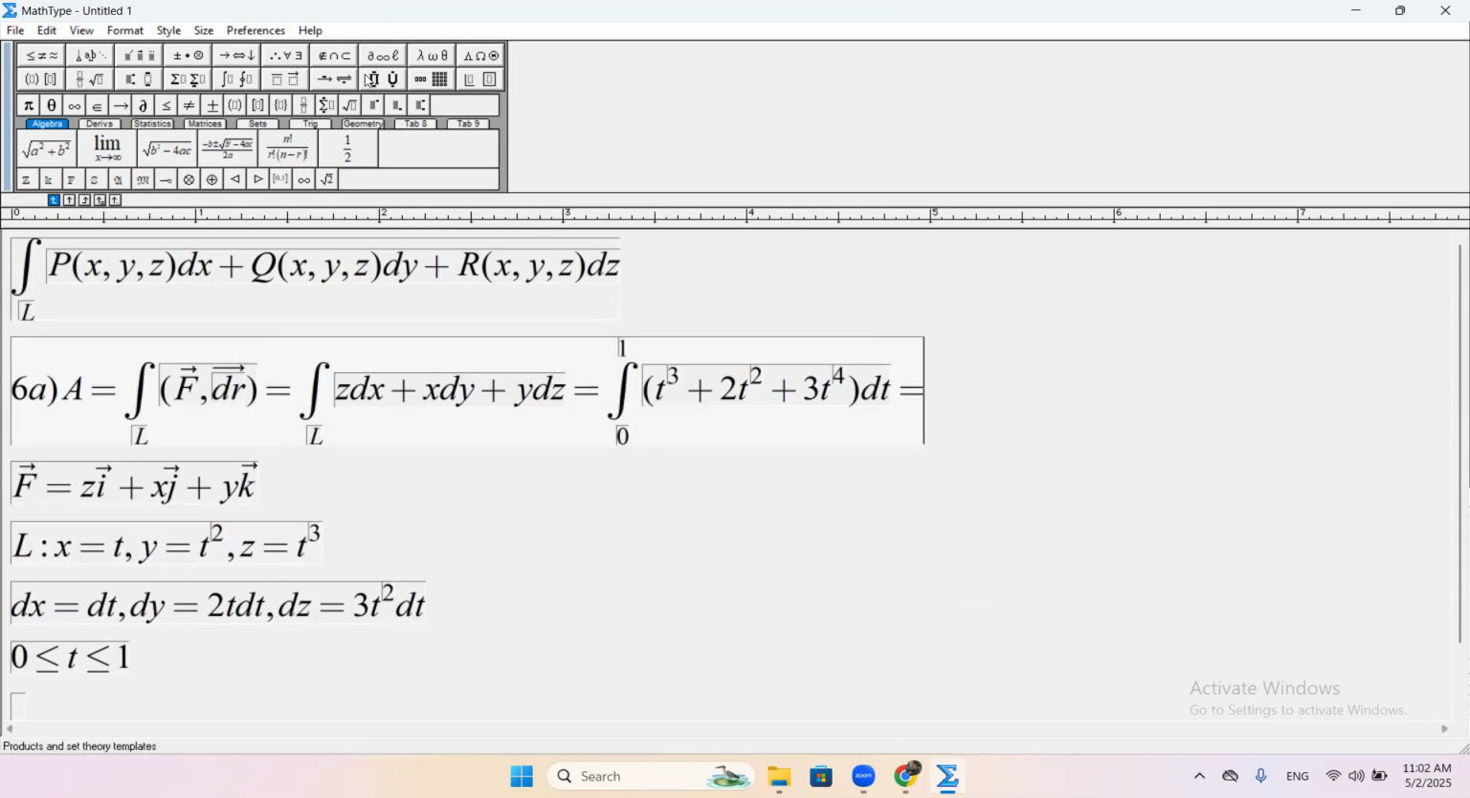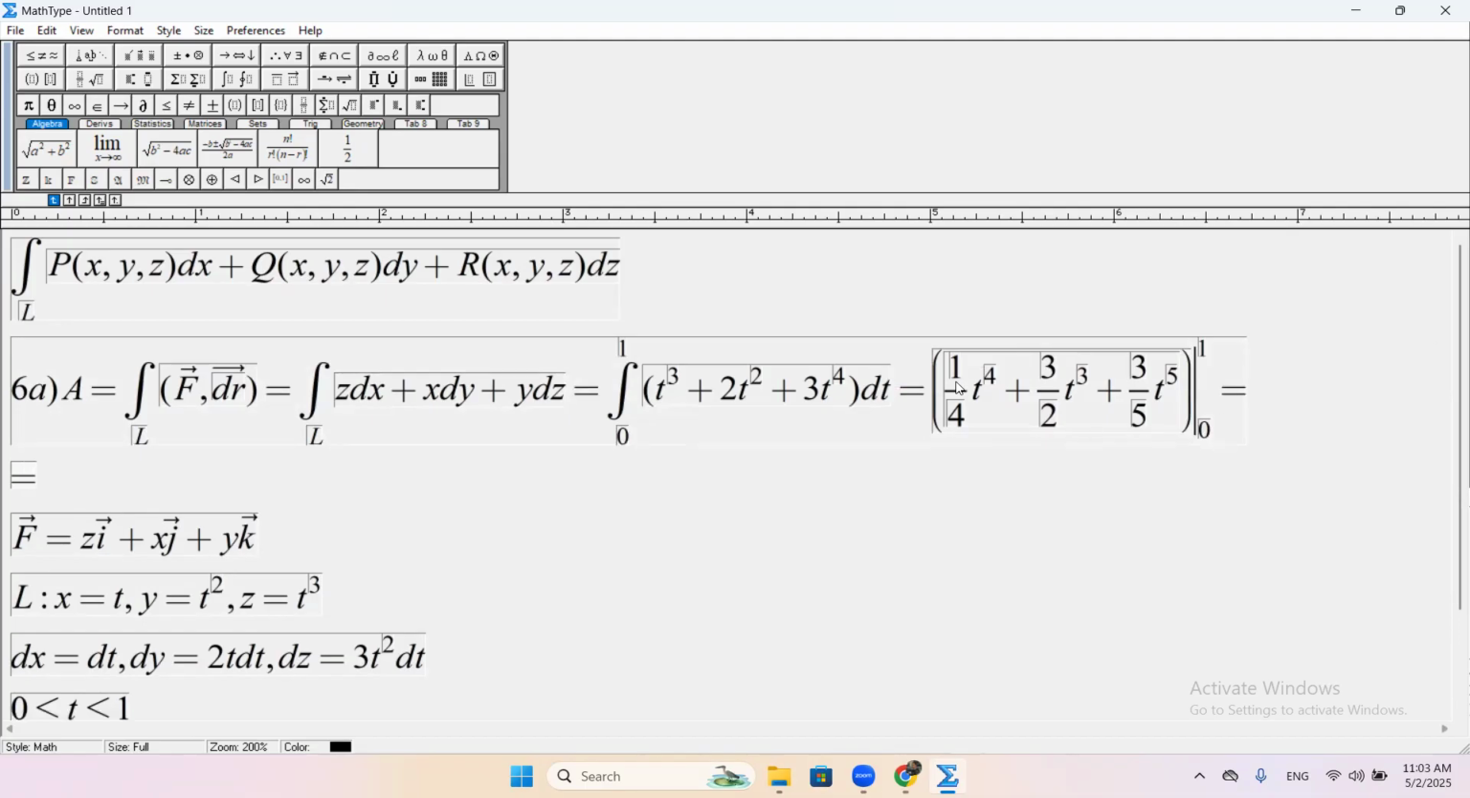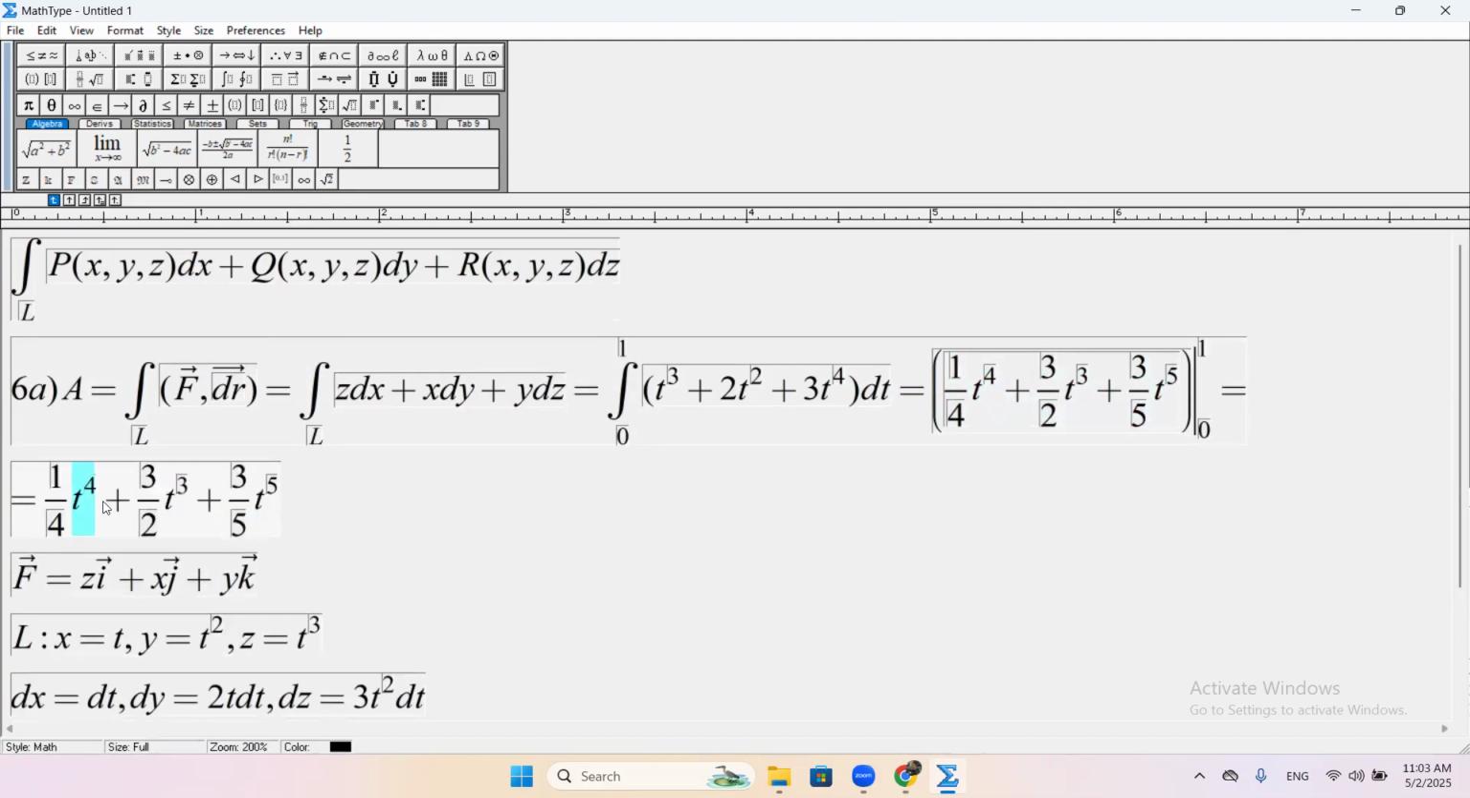So now we will integrate. We will have the following expression: 1 over 4 t⁴ plus 2 over 3 t³ plus 3 over 5 t⁵, with substitutions from 0 to 1. So I will just erase t. And let's find the common denominator.